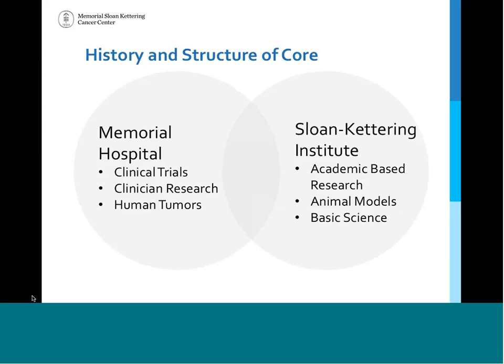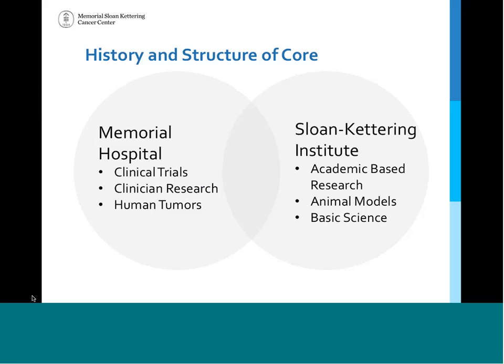To go into the structure of the core and the history of Memorial Sloan Kettering, it's important to understand that there's 2 primary entities within Memorial Sloan Kettering Cancer Center. We have the hospital itself, which runs clinical trials and has clinician-based research and is primarily focused on understanding human tumors. Then we also have a research arm that is Sloan Kettering Institute. And here we do all of our academic research. This is where we incorporate different animal models, and we understand a little bit more into the workings of basic science and how we apply that to cancer research.